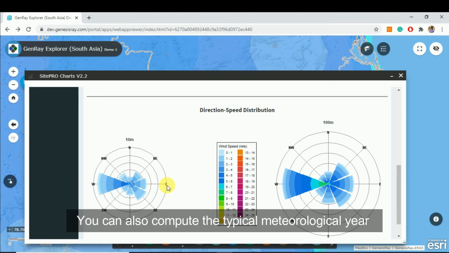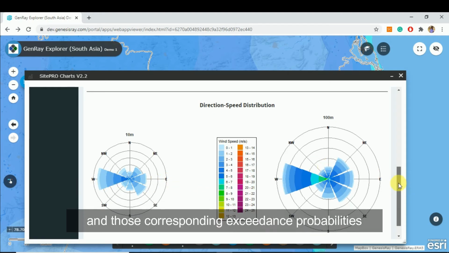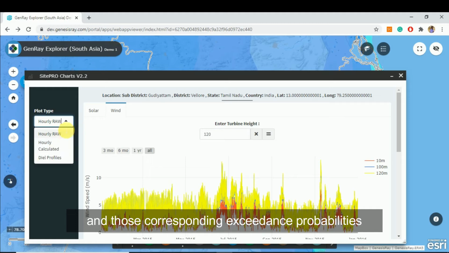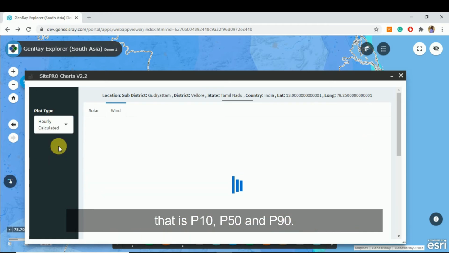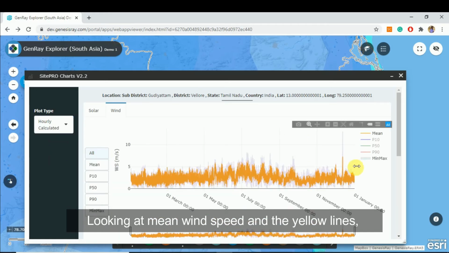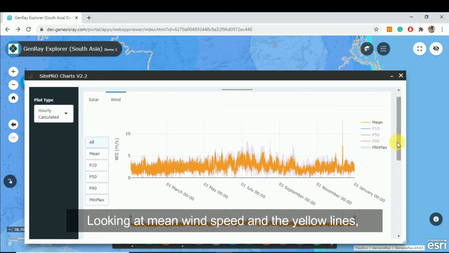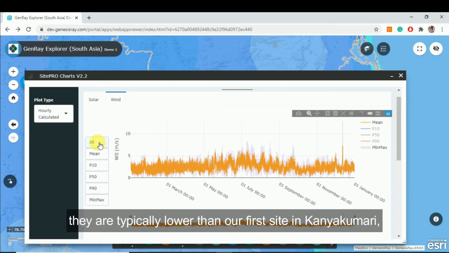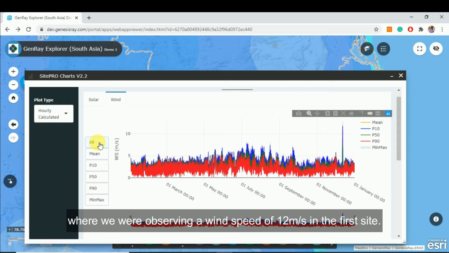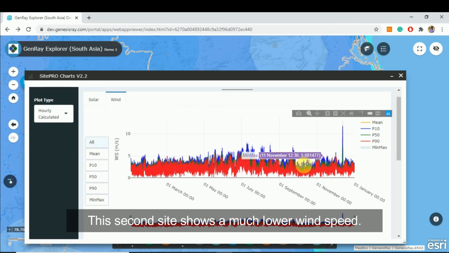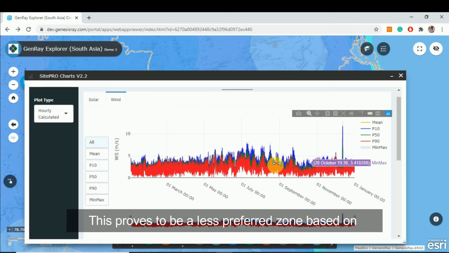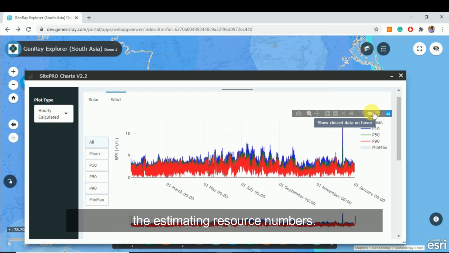You can also compute the typical meteorological year and those corresponding exceedance probabilities, that is P10, P50 and P90. Looking at the mean wind speed in the yellow lines, they are typically lower than our first site in Kanyakumari, where we were observing a wind speed of 8 meters per second. This second site shows a much lower wind speed. This proves to be a less preferred zone, based on the estimated resource numbers.